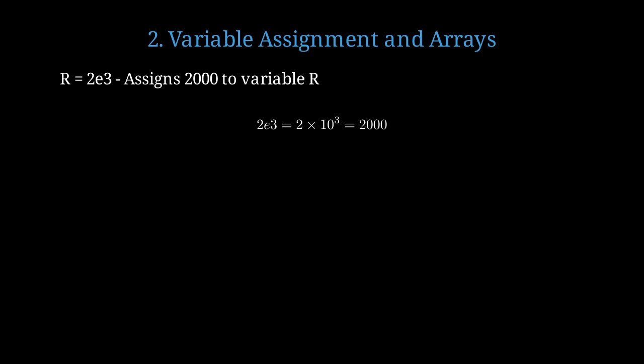Now let's look at how MATLAB handles variables and arrays. In MATLAB, you assign values using the equals sign. The E notation means times 10 to the power, so 2e3 equals 2000. Scientific notation is built right into the language for convenience.